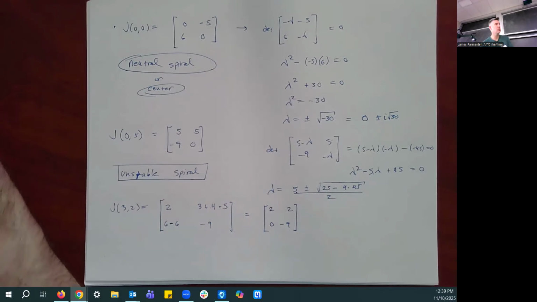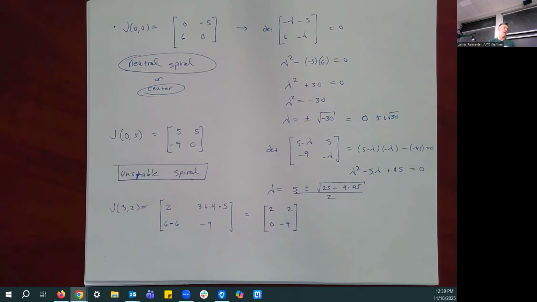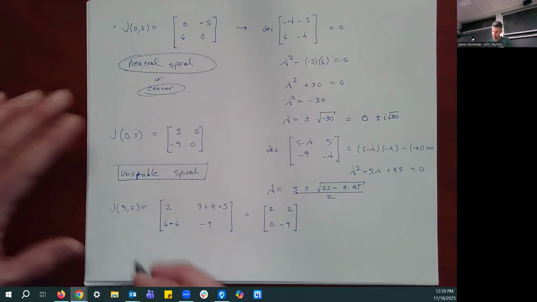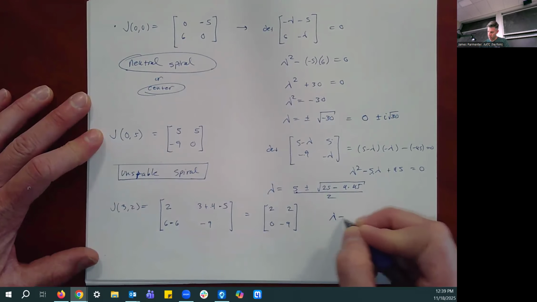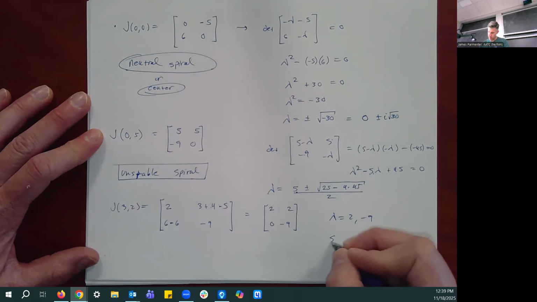And this one, you all should be able to tell me immediately what the eigenvalues are. They are 2 and negative 9, which means we have a saddle. So lambda equals 2 and negative 9, saddle.